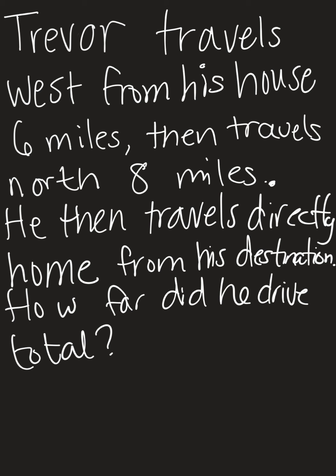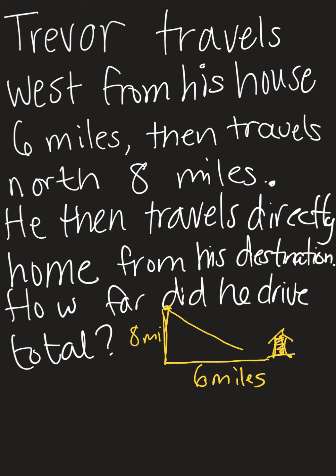So I have Trevor traveling from his house. Let's say here's Trevor's house. I am not the greatest at drawing, don't judge. But we have his house, and we are traveling west, so we're going to go to the left because that's west. Then he travels north 8 miles, so we're going to go up north. Sorry, this is not going to be to scale. 8 miles. And then he traveled directly home from his destination. So here's his destination up here. So he traveled directly home.